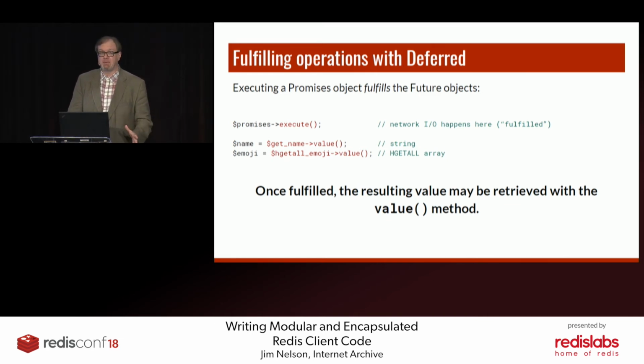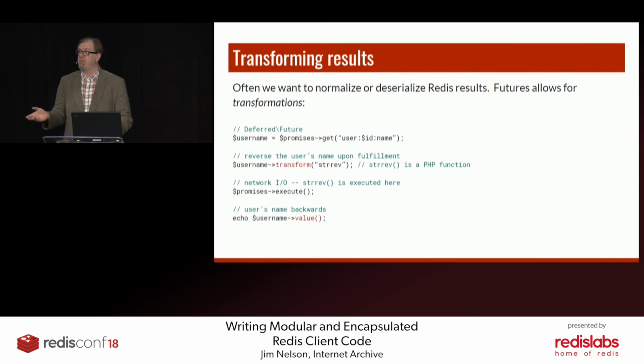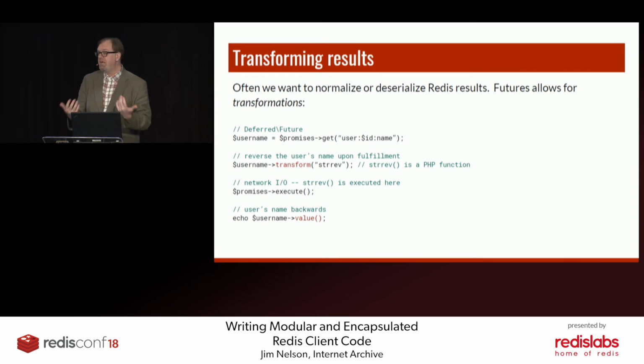So I was pretty happy with this, but I felt I could do better. And looking into promises and futures, I saw some other work out there that gave me some inspiration for where I could go with this. So one thing we often want to do with Redis is normalize or deserialize the results we get. Like I said, we might want to do some type changing, or maybe compose or decompose values. So futures allow for what's called transformations.